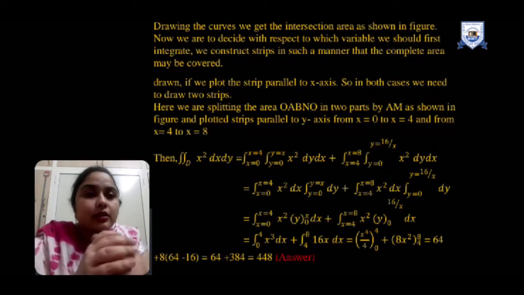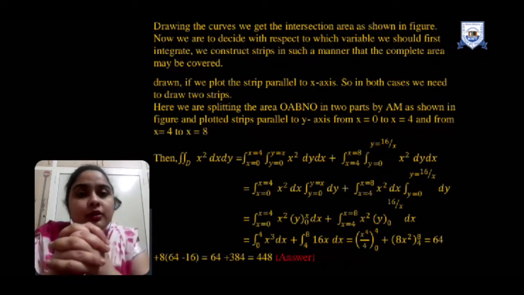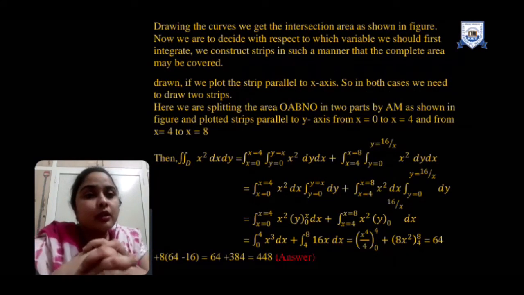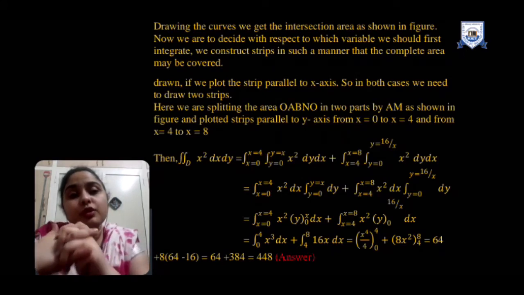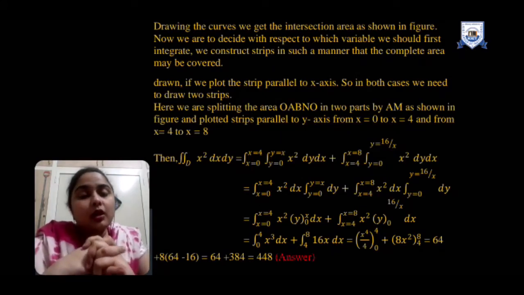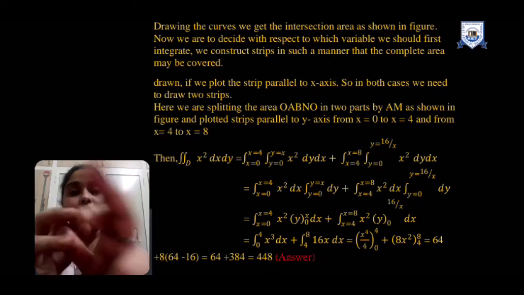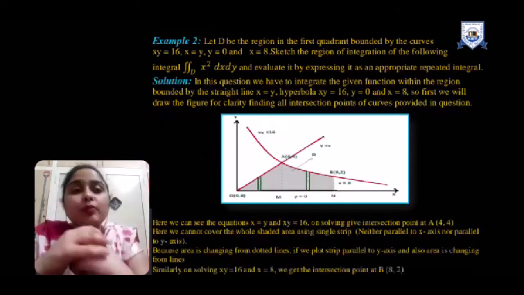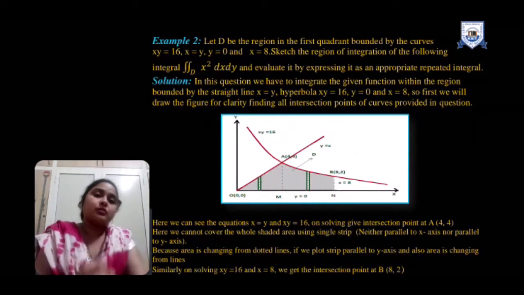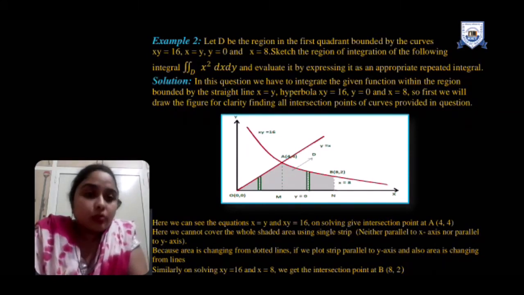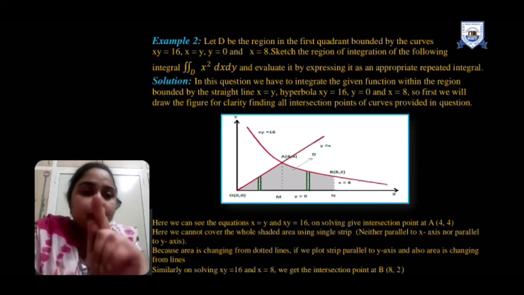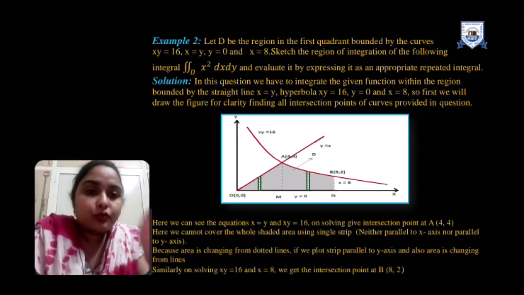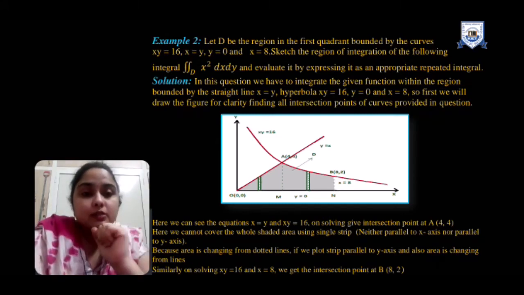Drawing the curves, we get the intersection area as shown in the figure. Now we will be able to decide with respect to which variable we should first perform the integral. And in order to do that, we have to construct the strip also. Now watch it over here. If we are taking the strip parallel to the y-axis, you can see when a strip is going from 0 to 4, I'm talking about x equals 0 to x equals 4, then the shape is changing.